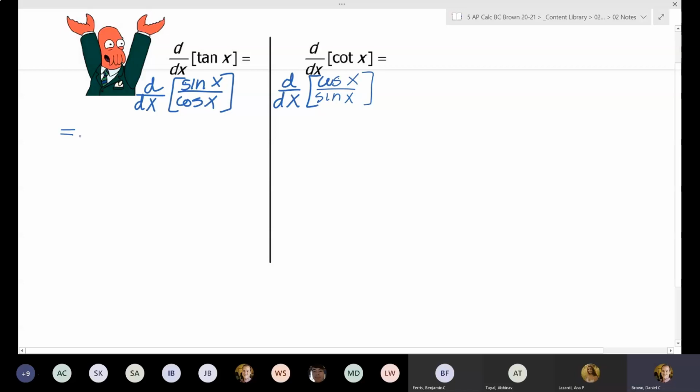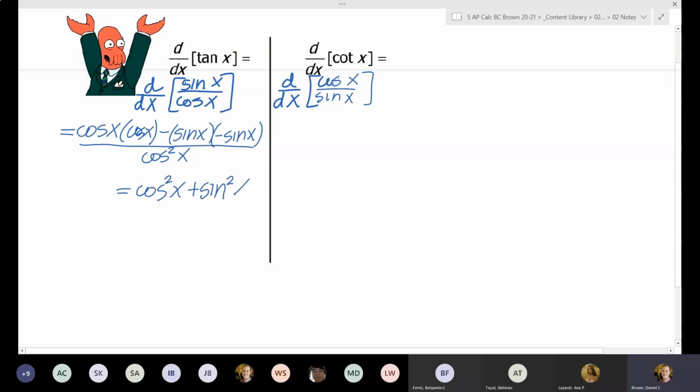So I have low d high, the derivative of sine is cosine, less high d low, the derivative of cosine is negative sine. Draw my line, and down below, the bottom squared will go. So I can start simplifying this. Well, I have cosine times cosine, which is of course cosine squared. I have minus sine of x times a negative sine of x. Some of you are seeing where we're headed with this. And I have sine squared of x. And all of this is over cosine squared of x.